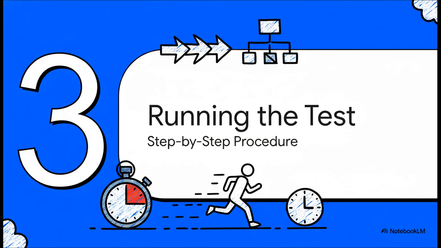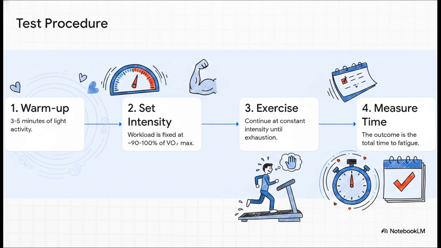Okay, so how do you actually do one of these tests? Let's walk through it. You'll see it's surprisingly straightforward. First, you've got a short warm-up. Easy enough. Then you set the intensity. Now this is key. Unlike a normal VO2 max test where it gets harder and harder, here the difficulty is fixed at a very challenging level. The person just goes for as long as they can at that one speed or workload.